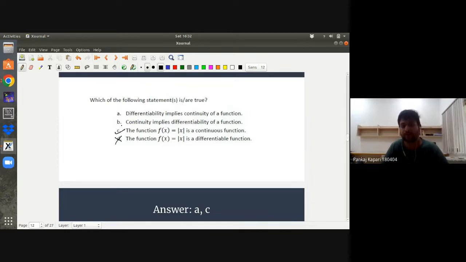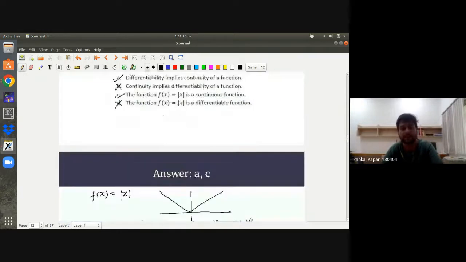And then we know that differentiability always implies continuity. If a function is differentiable, then it has to be continuous. That was also proved in the first lecture video. So option A is also correct. What about option B? It says that continuity implies differentiability. That has to be false, right? Because we have the example of the absolute value function, which is continuous but not differentiable. Because of that, option B has to be incorrect. The correct options are A and C.